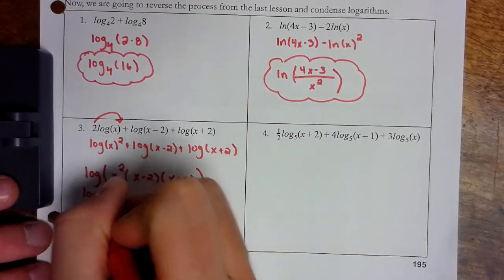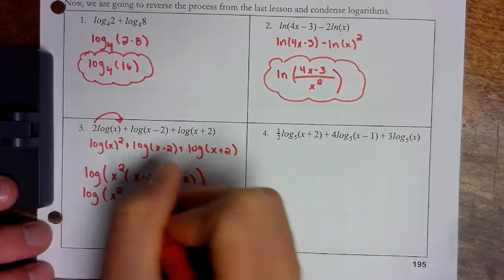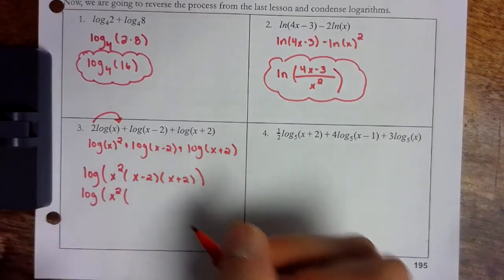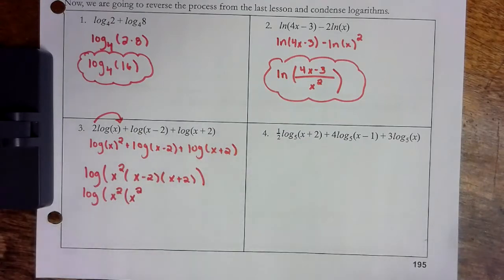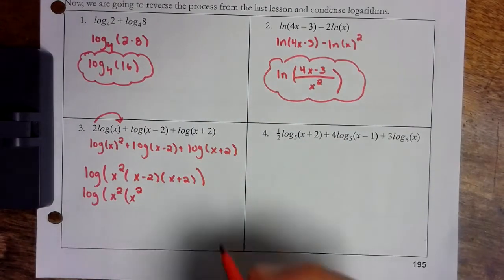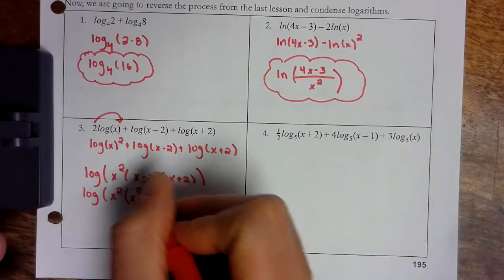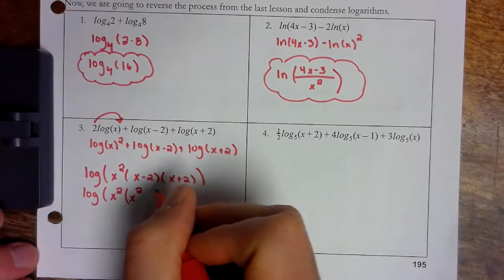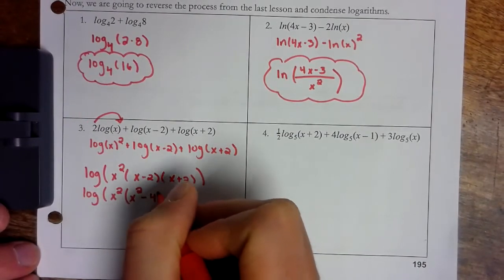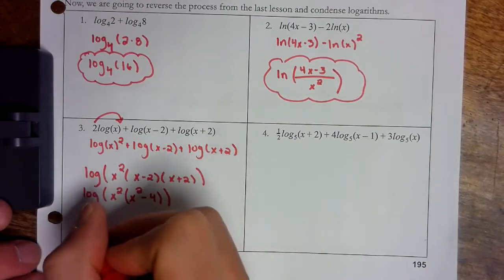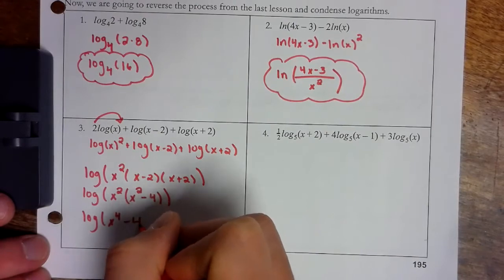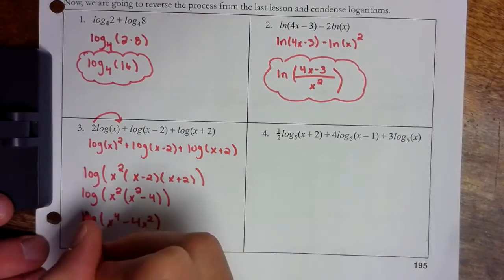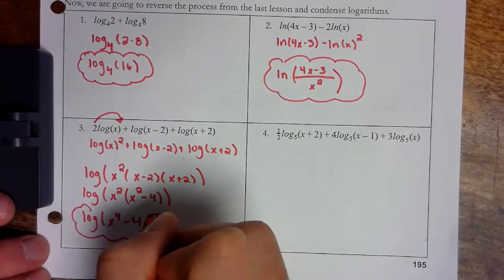So I'm going to leave the x squared, but x minus 2 and x plus 2. Some of you might need a box to do that. It's really foiling, but I don't like that word foiling because it doesn't always apply. But anyways, this works out to be x minus 2 times x plus 2 gives me x squared minus 4, which I can then distribute the x squared into all of those terms to give me x to the 4th minus 4x squared. And there is the simplified log.